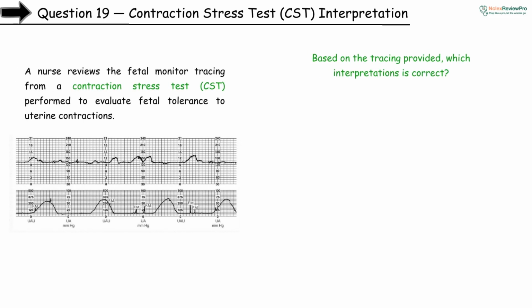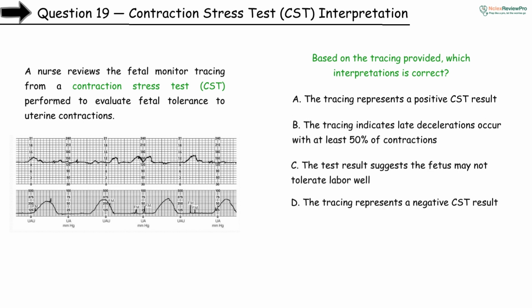Question 19. Multiple choice. Clinical scenario. A nurse reviews the fetal monitor tracing from a contraction stress test, CST, performed to evaluate fetal tolerance to uterine contractions. Based on the tracing provided, which interpretation is correct? Review the graph. Let's look at the options.